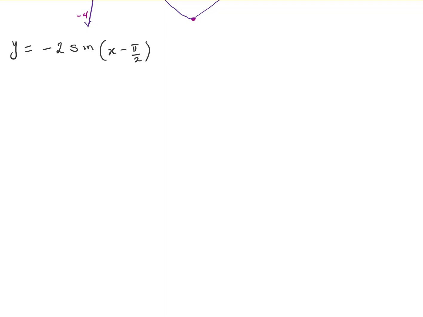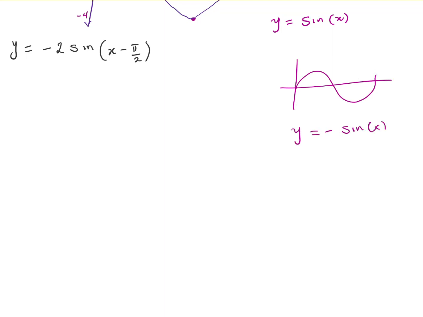Before we draw this graph, remember that the graph of sine of x behaves this way. So if we have the graph of y equals negative sine of x, you agree with me that we are going to have something that behaves this way, right? So do not forget this fact. It is going to affect what we have here, this negative.